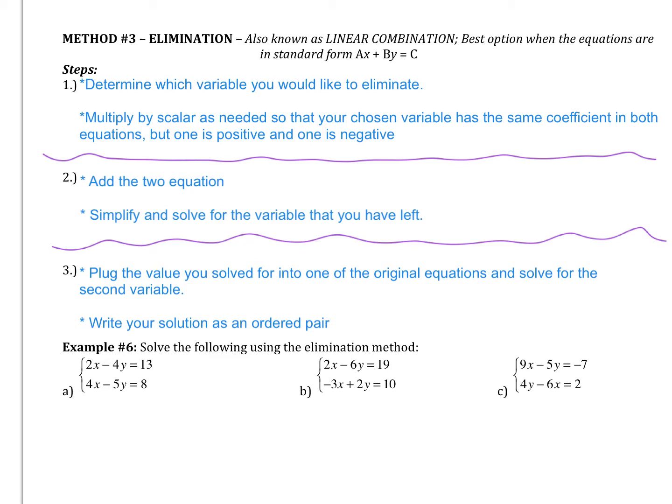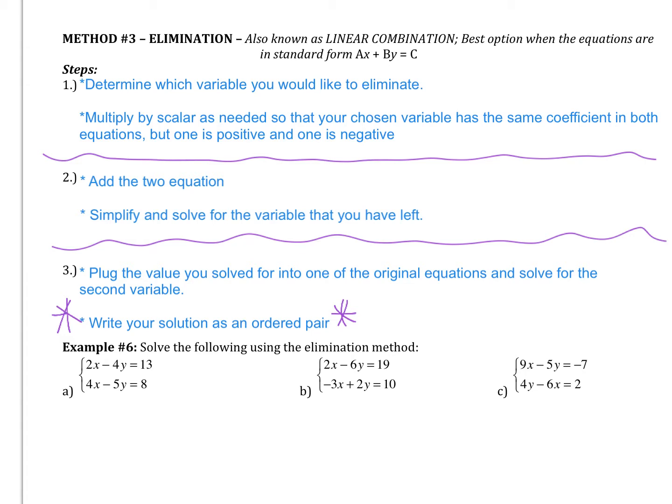The third step then is, once you solve for that variable, so say you chose to solve for x, you would get the value of x, but your solution to a system of equations includes the solution for x and y. So if you solved for x, you need to now take that value for x, plug it back into your equation, and solve for y. Once you get x and y, write your solution as an ordered pair.